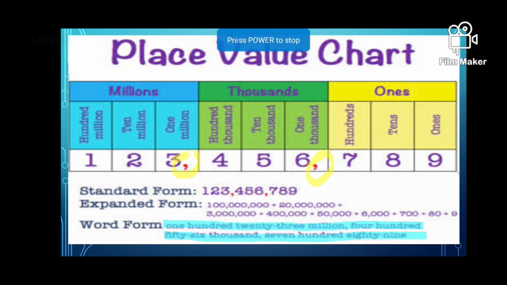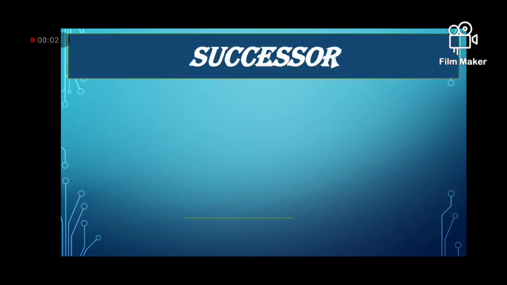How do we write the number in words? Now let's see. 123 are in millions period. So 123 are millions, 456 are thousands, and 789. So we will write the number in words: 123 millions 456,789.